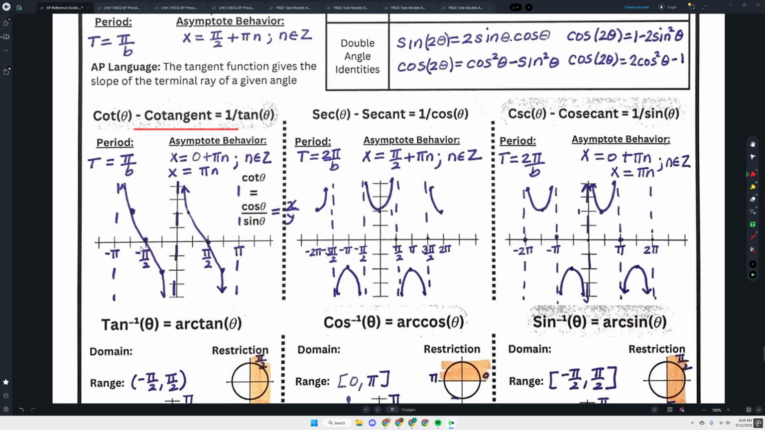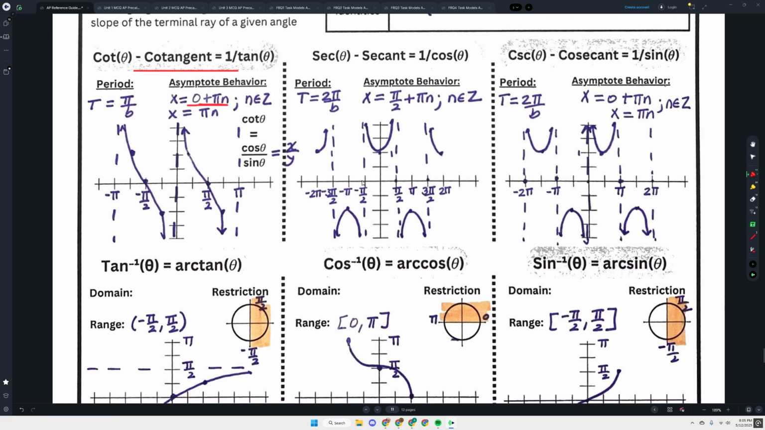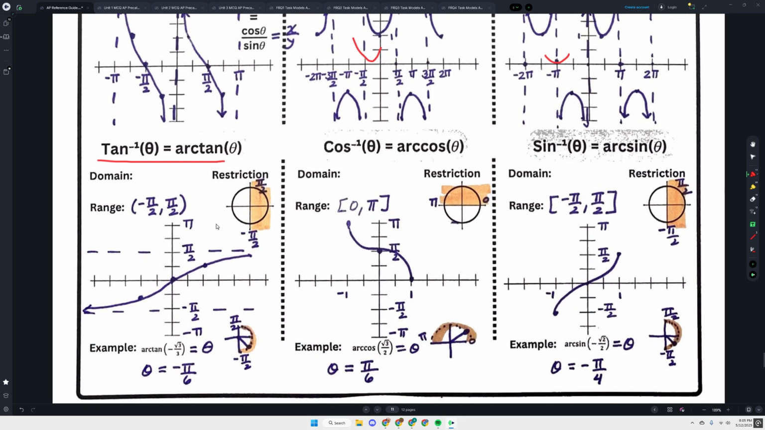Then cotangent is just a flip, and now the asymptotes are at 0 plus pi n. Secant is where the cosine graph intersects before a vertical shift. Cosecant is where sine intersects before a flip. Arctan has a domain restriction with holes here and includes quadrants 1 and 4. Cosine inverse is quadrants 1 and 2, and sine inverse is quadrants 1 and 4, including these values.